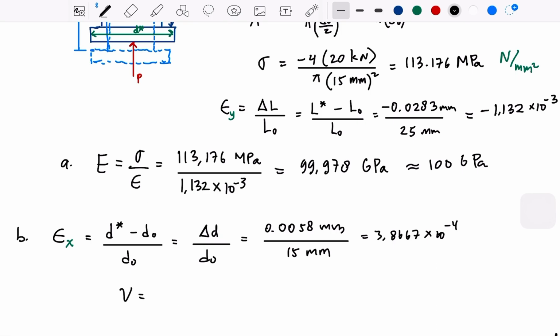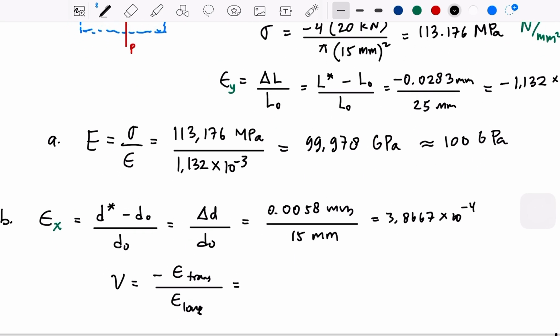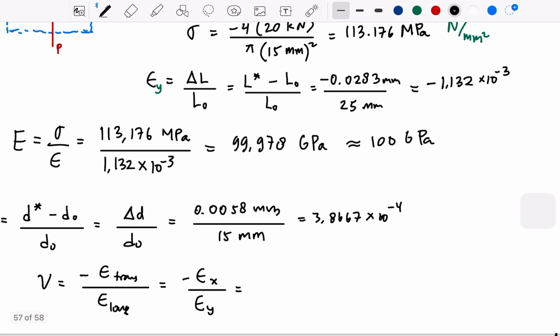And then the question is asking the Poisson ratio. The Poisson ratio is negative strain of transversal divided by strain on longitudinal, or in our case, the transversal, that is on the X, is negative strain X divided by strain Y. So this is divided by... it's supposed to be 0.3415, okay, the Poisson ratio. So the answer is this, 100 GPa and this.